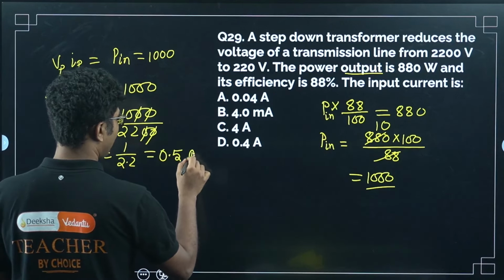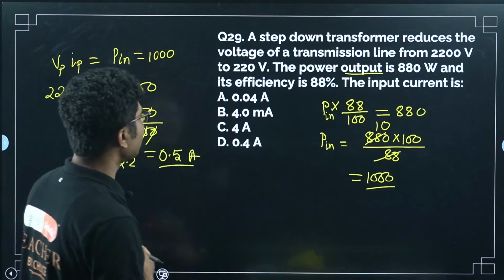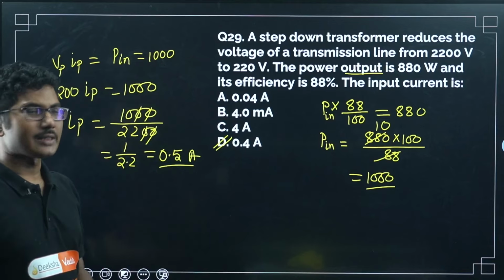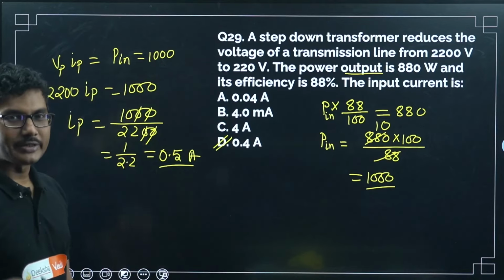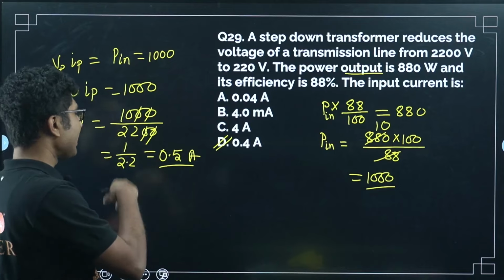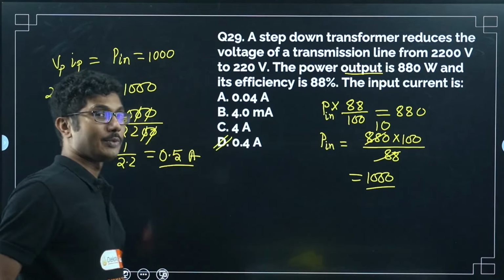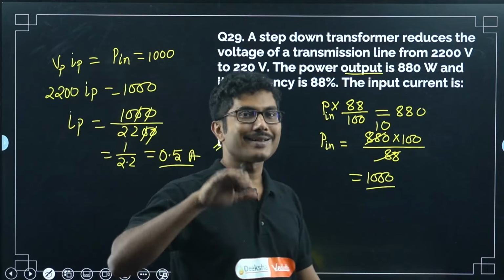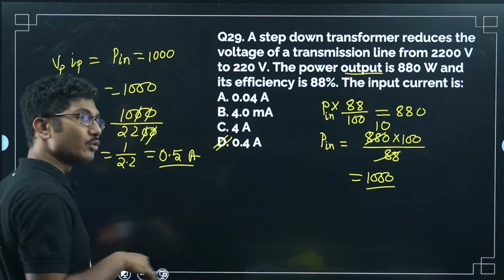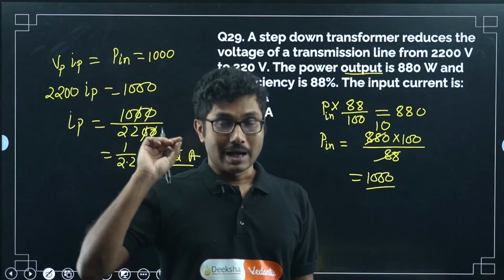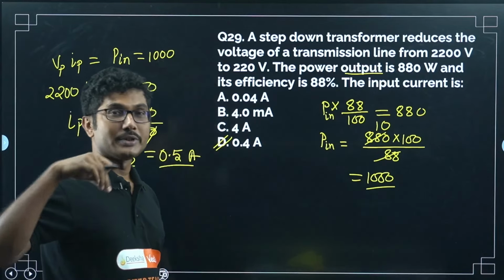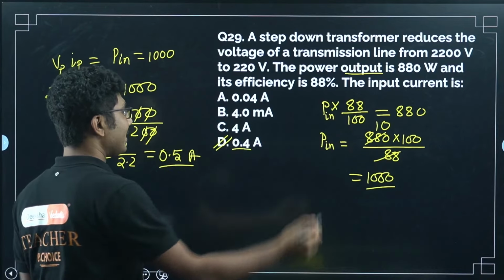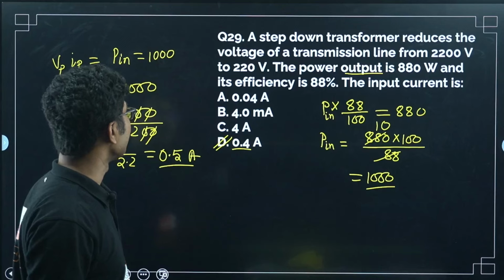0.5 ampere. So from the given options, the correct answer is 0.4 ampere. So we have to take the closest answer. It is not exactly 0.5, it is less than 0.5. So that's why we have taken the correct answer to be 0.4. 1 by 2.2 is close to 0.5 but less than 0.5, because 1 by 2 is 0.5 and 1 by 2.2 will be something less than 0.5. So we can assume that it is very close to 0.4 ampere. So this is the closest answer.